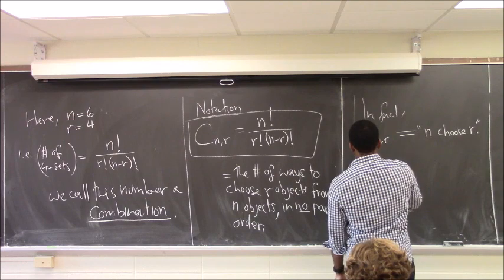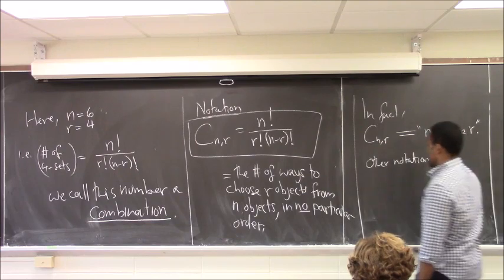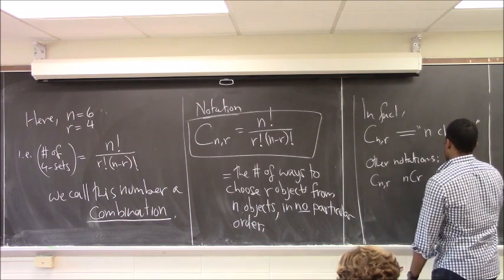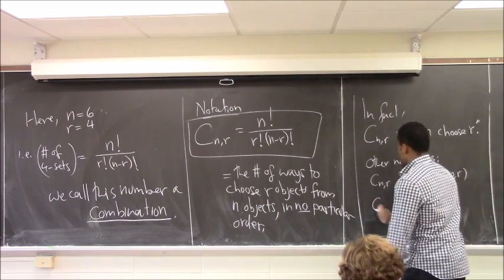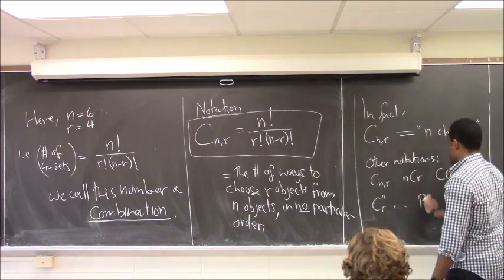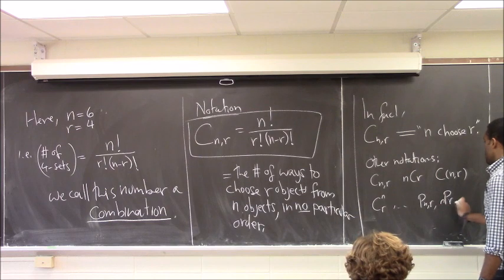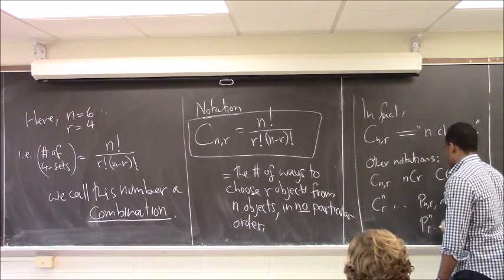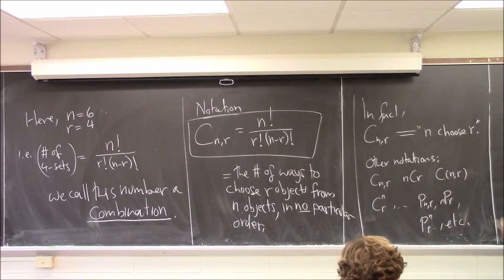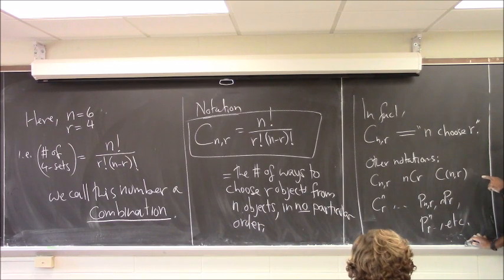Now, other notations. You might see, like I said, C of n, r. You might see nCr. You might see C with n and r as subscripts, etc. And by the way, the permutation notation also has variations: nPr, you might see P with n and r as subscripts, etc. So these are multiple common notations. What I want you to do at this point is find that notation on your calculator. Make sure you know how to get these numbers.